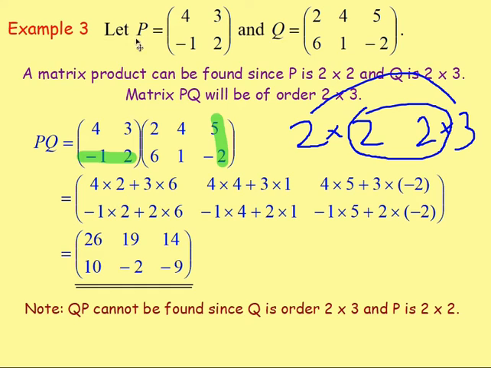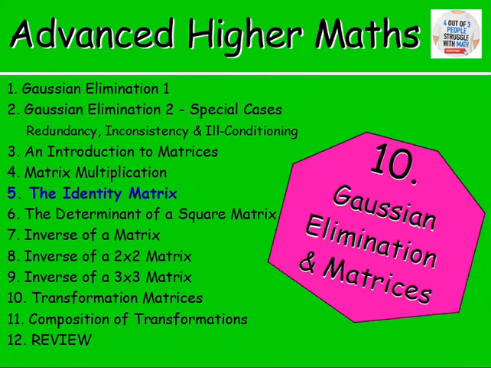Note, you cannot multiply matrix Q by matrix P. You cannot have Q times P because Q is a 2 by 3 matrix, P is a 2 by 2 matrix, and the numbers here in the middle are not the same. So you cannot multiply them together. So the order is very important.